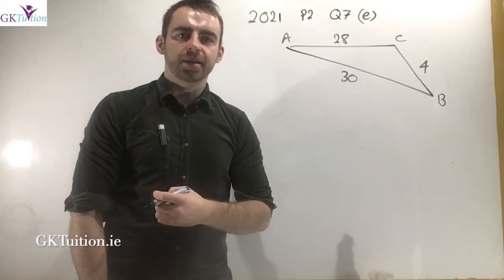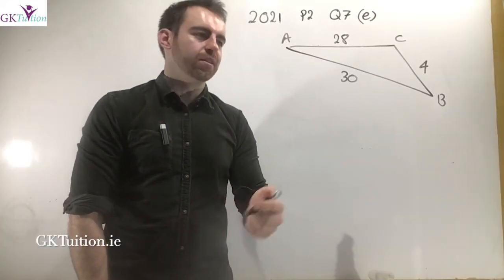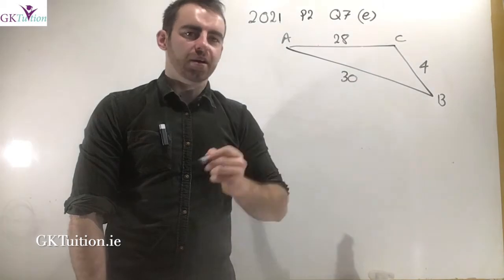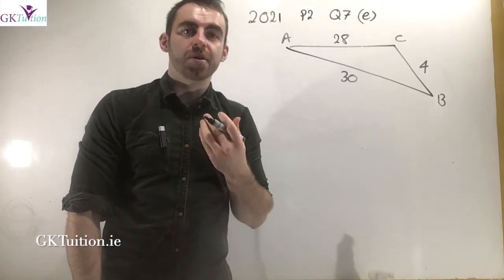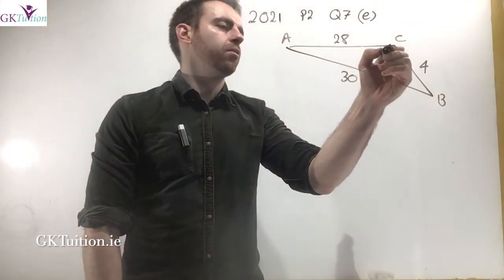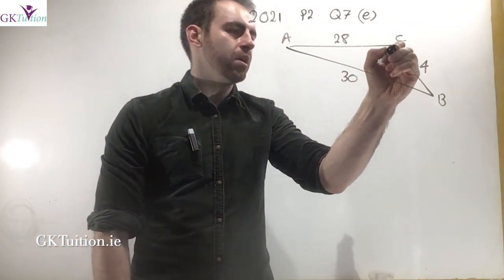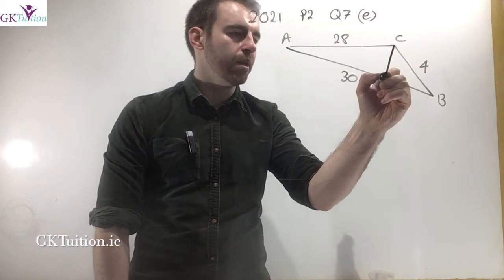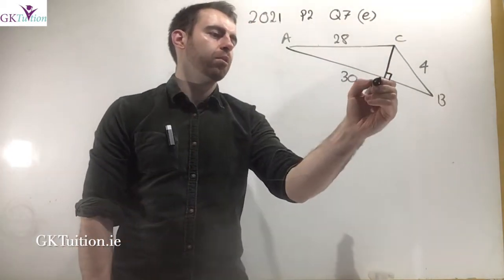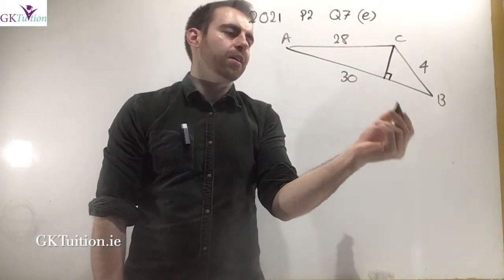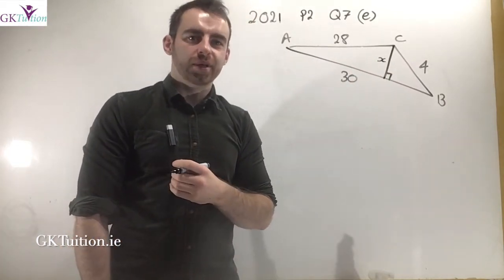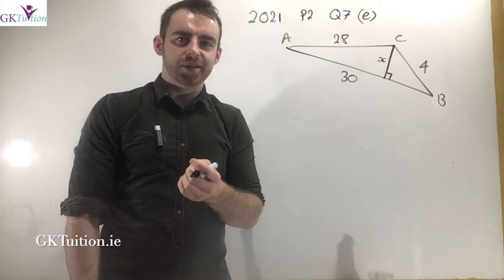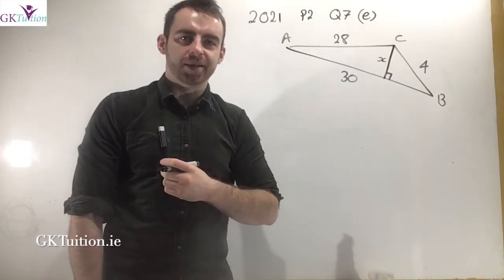In part E, we're asked to find the shortest distance from the point C to the line AB. The shortest distance from a point to a line refers to the perpendicular distance. So if we draw a line from C perpendicular to AB, that's the distance we're looking for. We're looking for the distance from here to here, and let's just refer to this as x. Now there's a number of different ways of doing this, but the easiest way to do it is to consider what we did in part D.